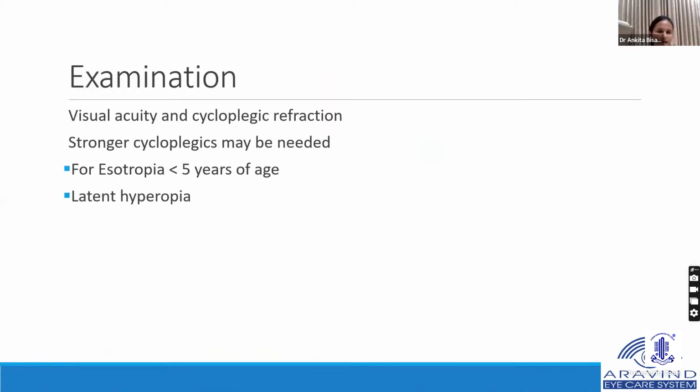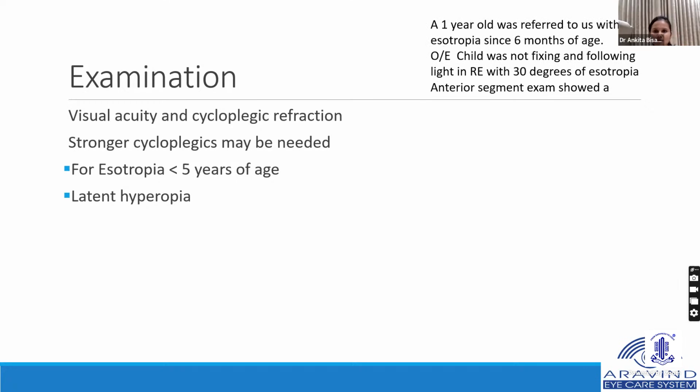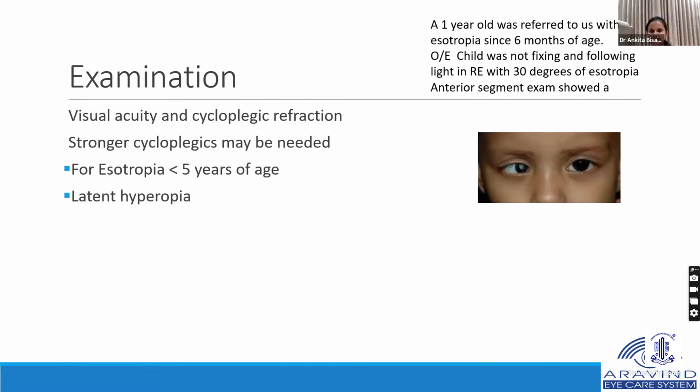On examination, as with any ophthalmic case, visual acuity and cycloplegic refraction have to be done. In some cases, stronger cycloplegics may be needed, for example, in esotropia less than 5 years of age or in later hypertropia. Here's another 1-year-old child who was referred to us with esotropia since 6 months of age. The child was not fixing and following in the right eye with 30 degrees of esotropia. Anterior segment examination shows a congenital cataract.